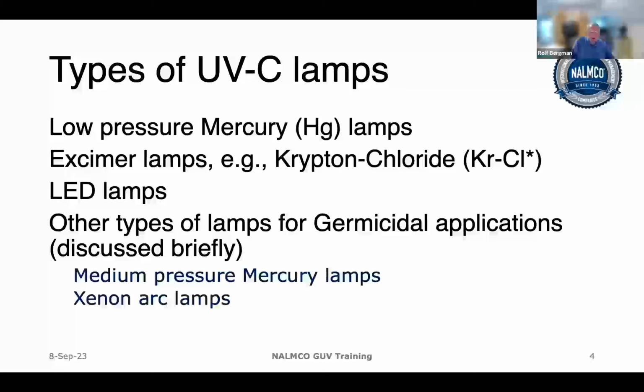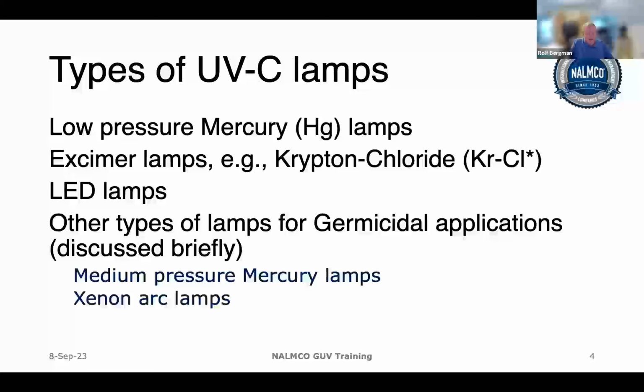And then, as mentioned, there are two other types of germicidal lamps that are used, but used differently and not usually for air or surface disinfection. These are medium pressure mercury lamps. They will be used mostly in water purification or food disinfection.